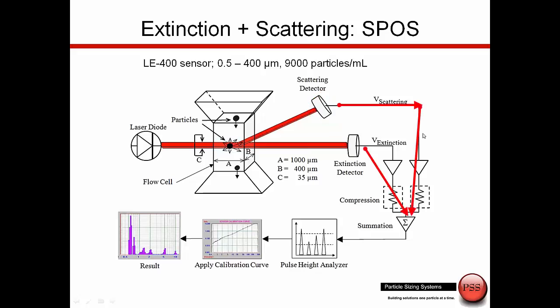So we take these 2 signals, the extinction and scattering detector, we adjust the gain, we feed it into a compression circuitry, and then we sum them, and this summed signal is then fed into the pulse height analyzer, which is the counter. And through the use of a calibration curve, we then assign for each particle the particle size and can build the particle size distribution at very high accuracy and very high resolution.